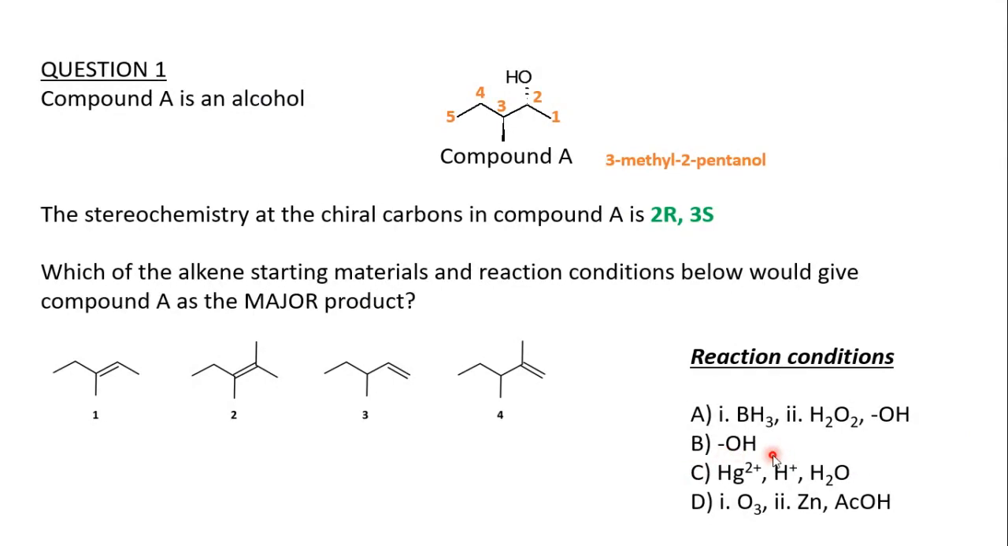Then we look back at our other reaction conditions. Hydroxide by itself does not give an alcohol when reacting with alkenes. It could only give an alcohol if it was reacting with an alkyl halide. So we know that B cannot be an option in this particular question. So we've eliminated it. We know that mercury and acid and water does what? What sort of transformation have we seen mercury and acid and water doing?